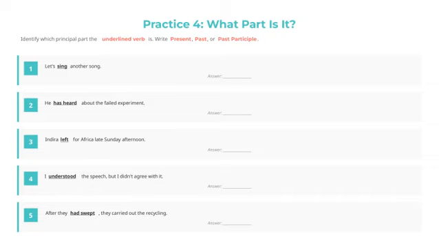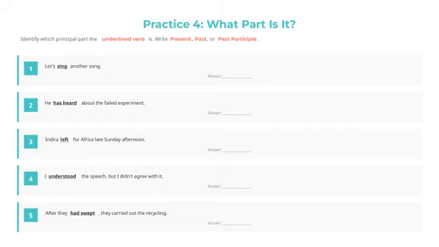In the second sentence, he has heard about the failed experiment. The verb heard is the past participle, used here with has to form the present perfect. Moving on, Indira left for Africa late Sunday afternoon uses left, which is the past tense. Next, I understood the speech, but I didn't agree with it. The verb understood is also past.